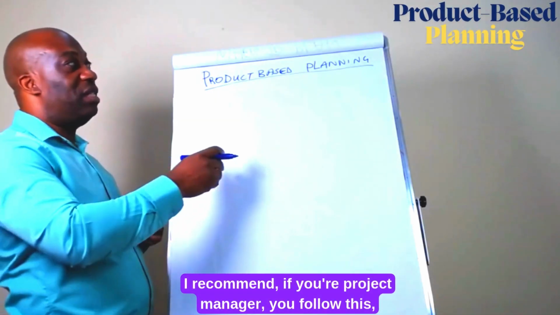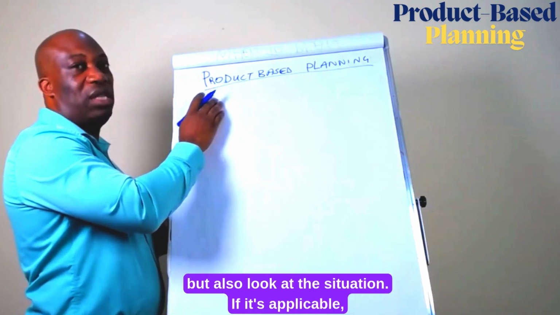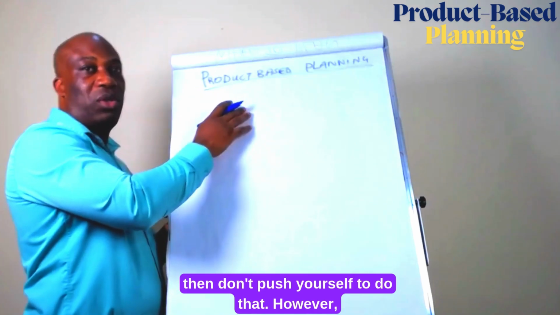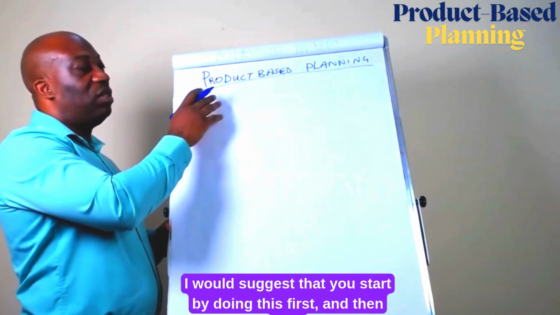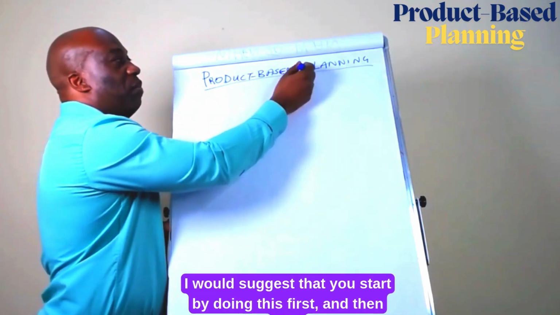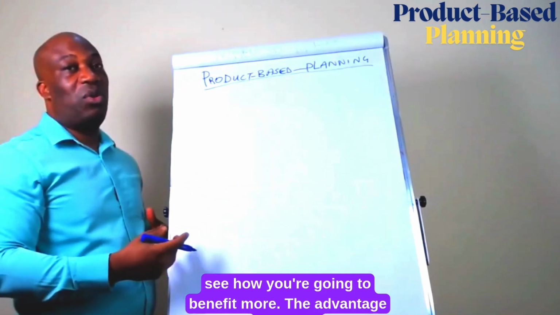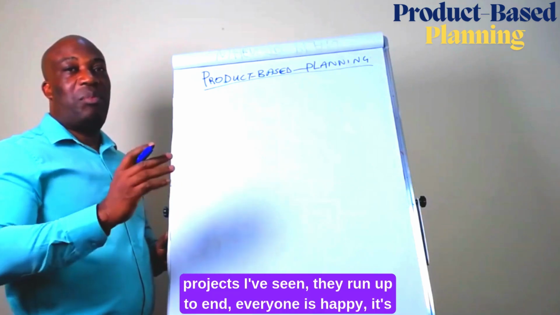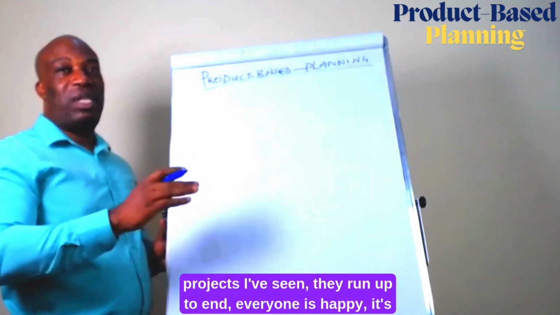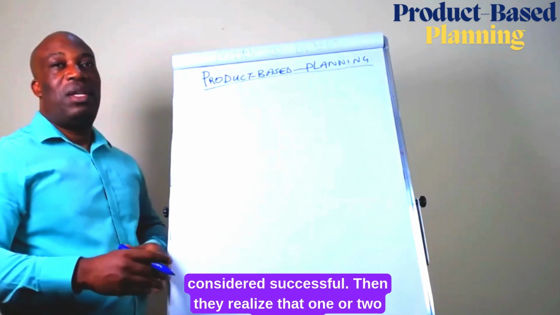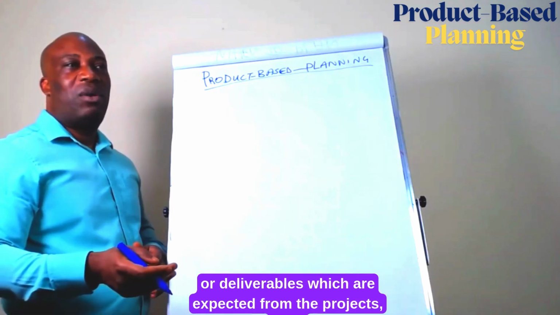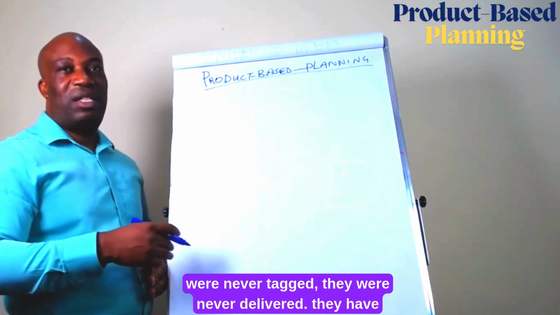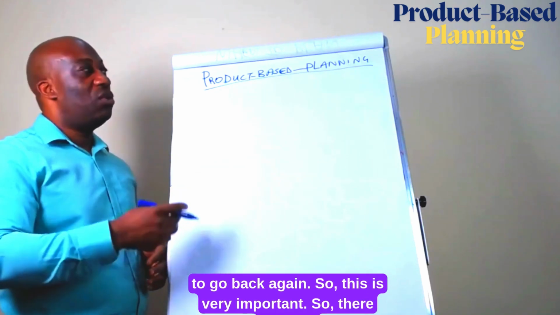I recommend, if you're a project manager, you follow this, but also look at the situation. If it's not applicable, then don't push yourself to do that. However, I would suggest that you start by doing this first, and then you see how you're going to benefit more. The advantage of this is you are not going to leave out end products. There are projects I've seen, they run up to the end, everyone is happy, it's considered successful, then they realize that one or two products or deliverables which are expected from the projects were never touched, they were never delivered, then they have to go back again. So this is very important.